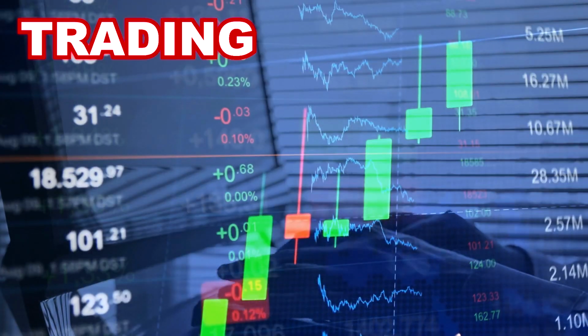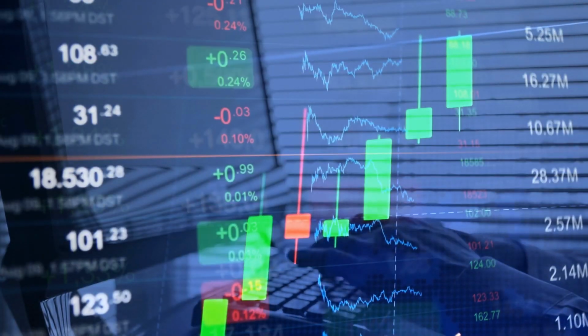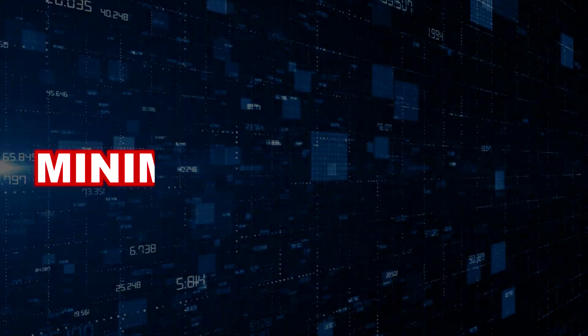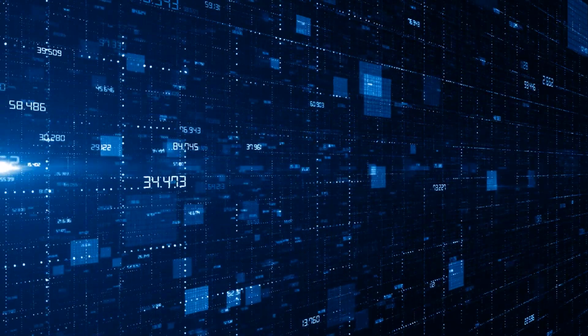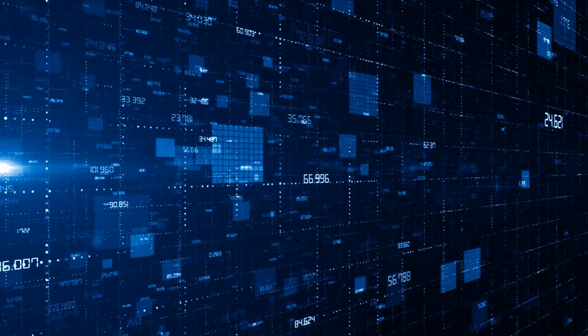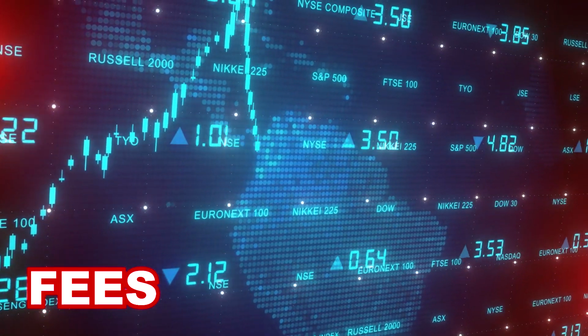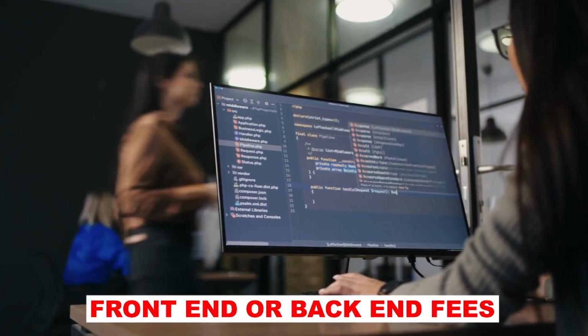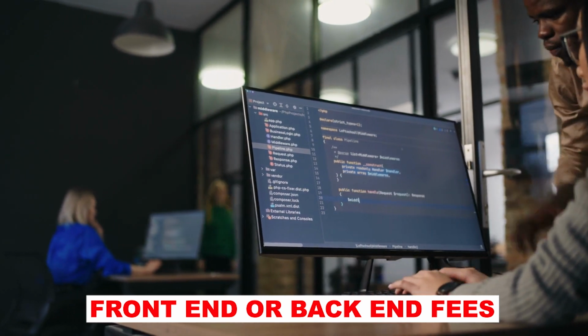Trading: mutual funds are traded once a day after the market closes at the NAV. Minimum investment: mutual funds may have minimum investment requirements. Fees: mutual funds may charge sales loads, front-end or back-end fees, and management fees.